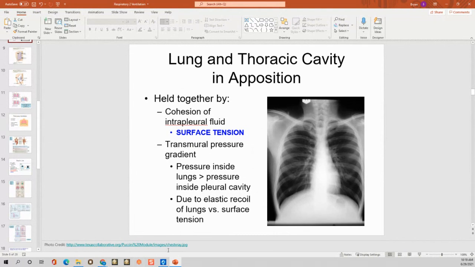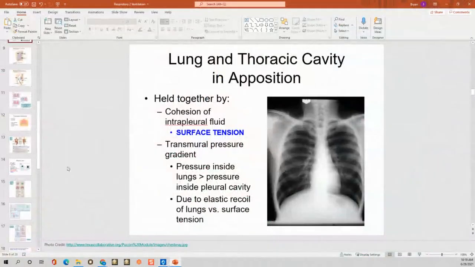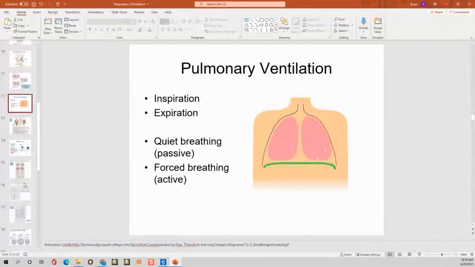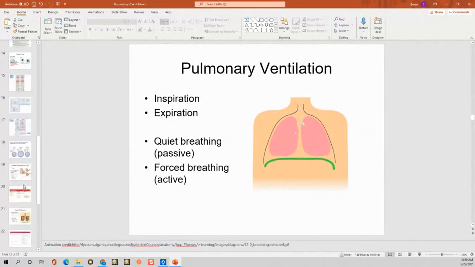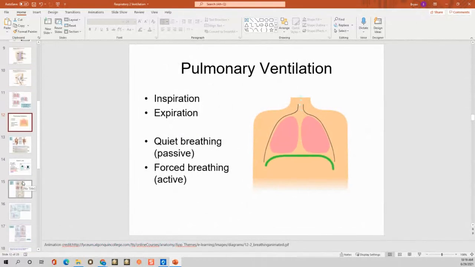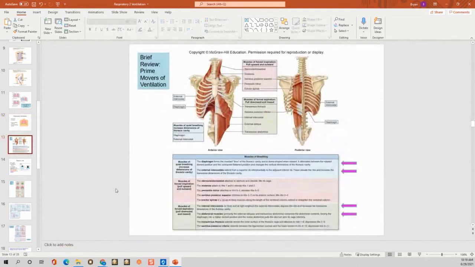Okay, but now that we have inflation, now we can start working the pump. There's a muscular pump that comes into play. Muscles are going to contract and muscles are going to relax. So for tomorrow's lecture, do me a favor. This can go super fast or this can go super slow. It all depends on you and how much you guys are studying ahead. But let's think about ventilation and what muscles are involved.